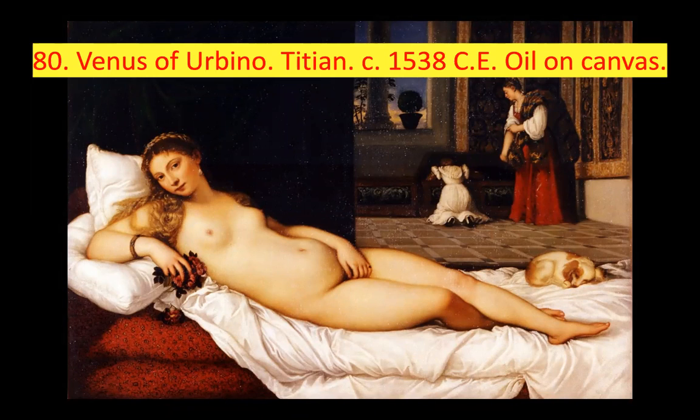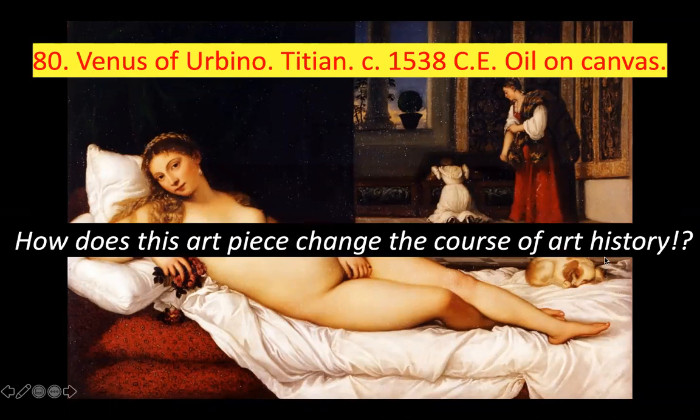The artist's name is Titian, 1538. And then there's something new here with our materials. This is our first time seeing oil and first time seeing canvas. So this is one of the things we need to know. How does this art piece change the course of art history? And this is one of the reasons. So from here on out, we're going to be seeing a lot more oil on canvas. It's going to become the standard of art making.